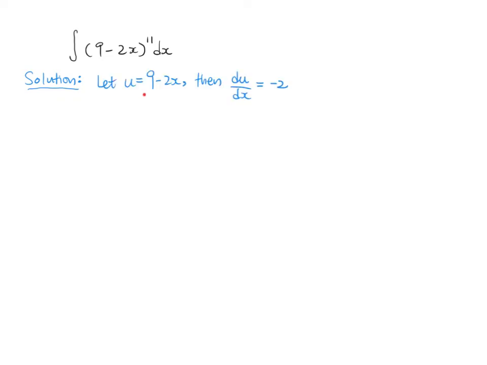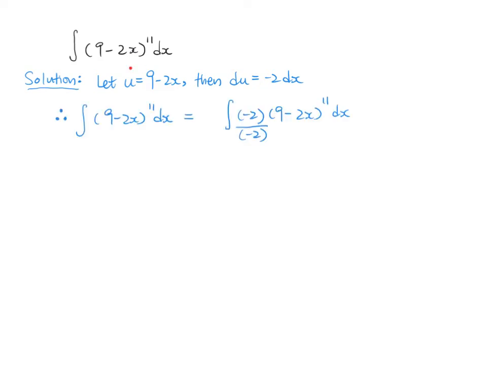So first of all, you let u equals 9 minus 2x. Then you know du dx is negative 2. Or in other words, du equals negative 2 dx. So if I look at the original integral, it's missing the negative 2 here. So I have to create this negative 2, and with this, another negative 2 to balance it out.